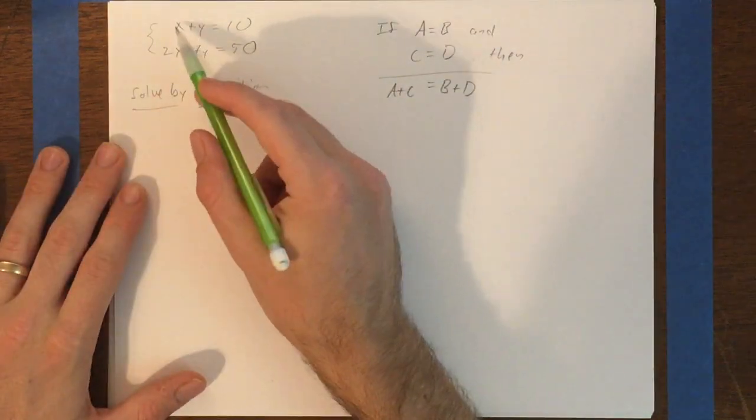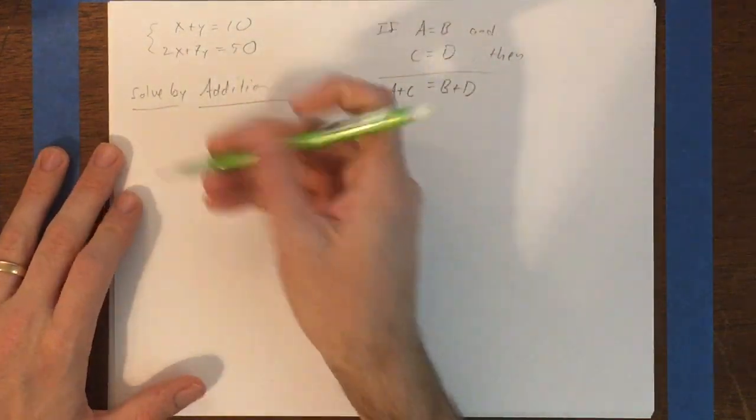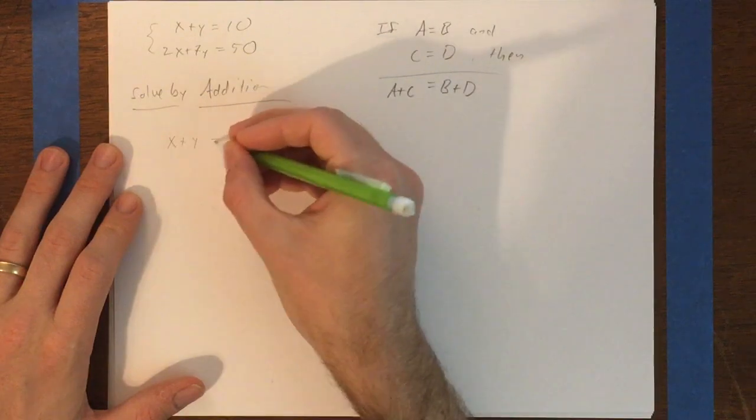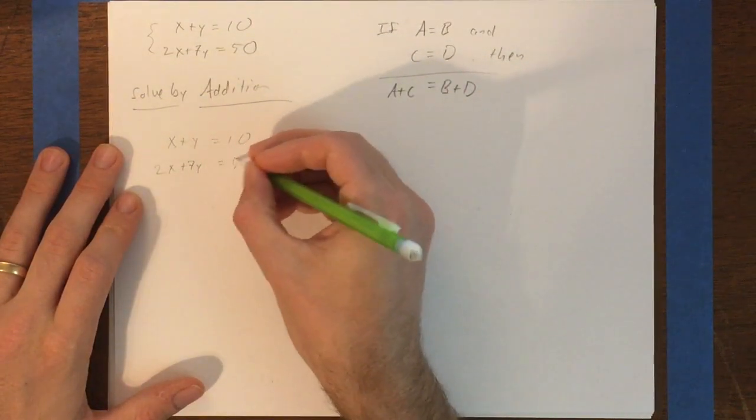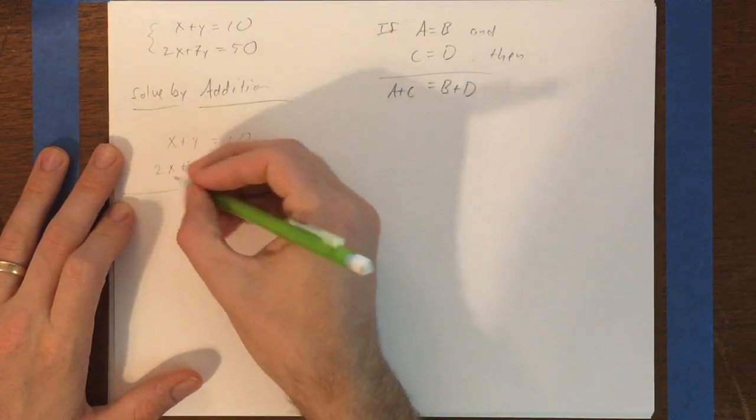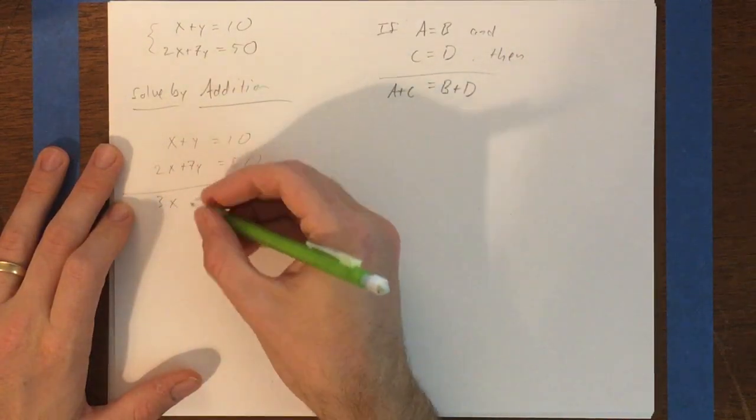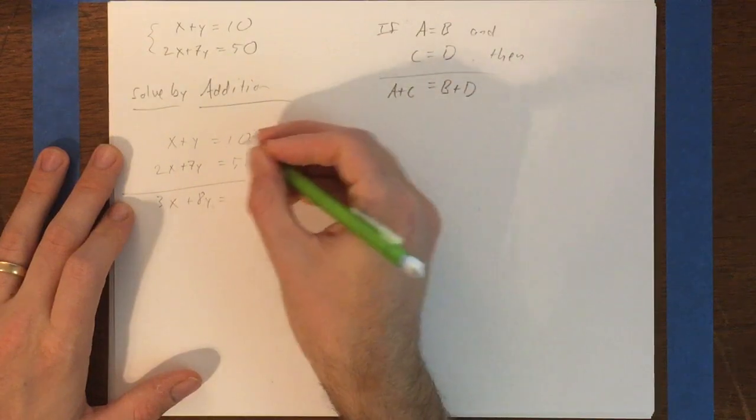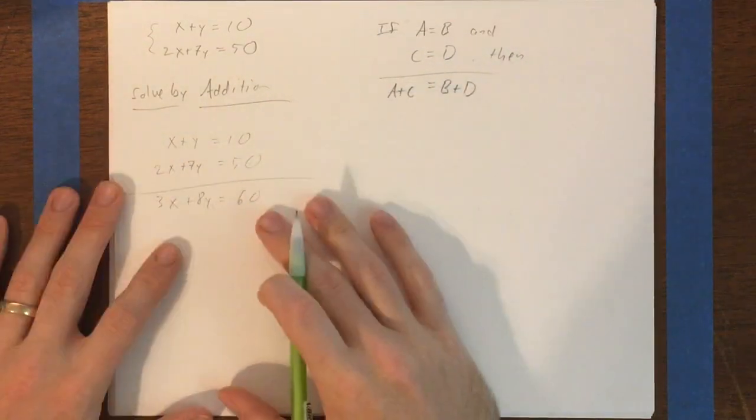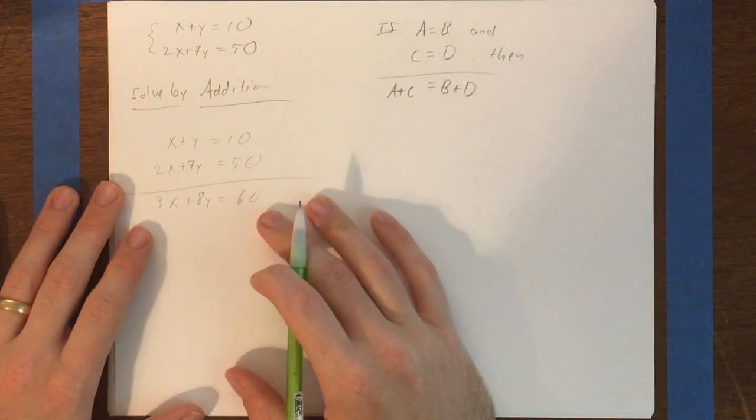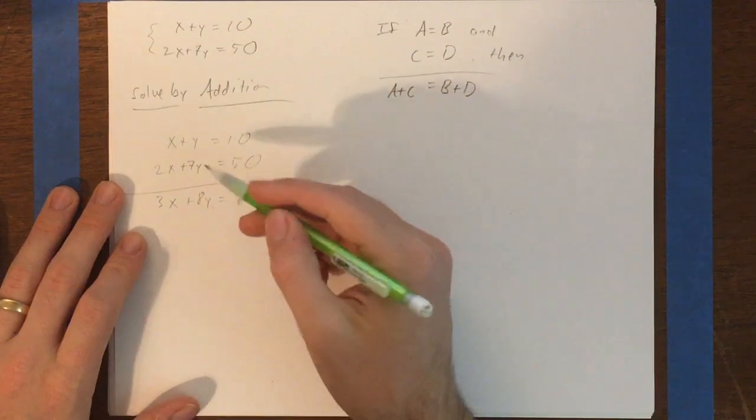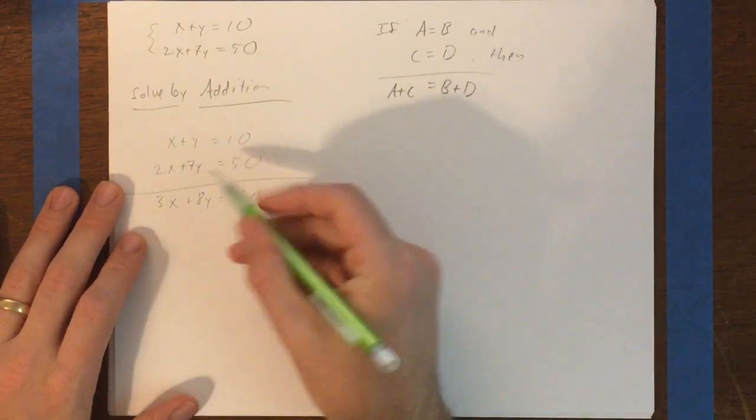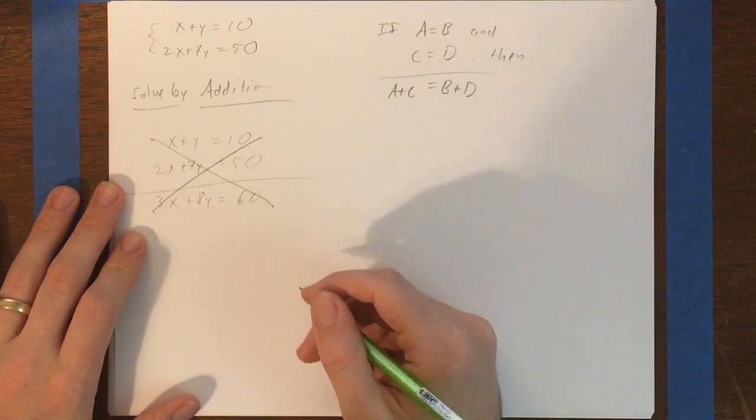With these two equations, currently if I were to add them together, let's see what we'd get. x plus 2x is 3x, y plus 7y is 8y, and 10 plus 50 is 60. This is fine. This equation should be true, but it's not very helpful because nothing canceled out. So you can do that, but don't, because it doesn't help.